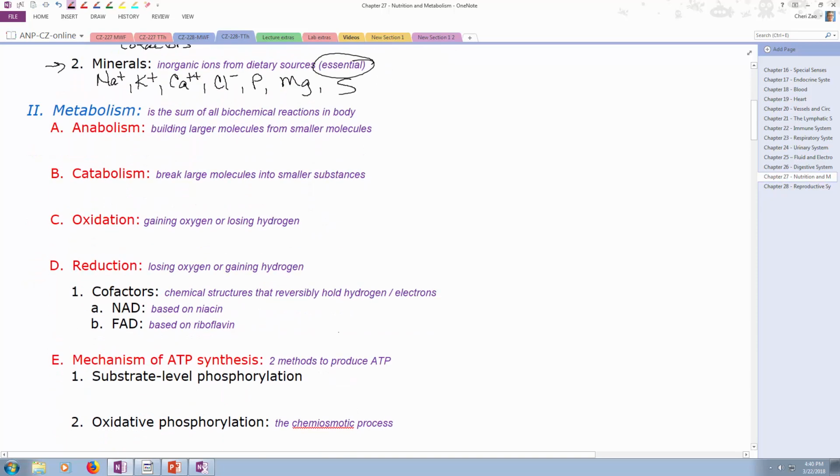Metabolism is defined as the sum of all biochemical reactions in the body. And anabolism, catabolism, oxidation, and reduction are all various chemical reactions that occur in our body. The two main ones that we're going to spend just a brief amount of time with here, anabolism and catabolism. Anabolism, building larger molecules from smaller molecules. And this is where I like to say using amino acids to make proteins.